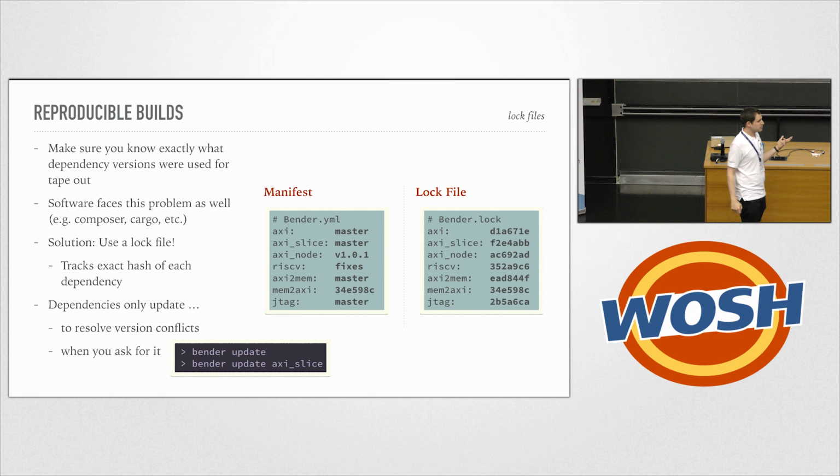Another thing that plays into this is that dependencies only update to resolve versioning conflicts, and they only update when you ask for the update explicitly. This is to make sure that while you're developing and actually verifying your silicon or your builds, things don't start changing underneath your feet, which is a very annoying thing to happen and can lead to silicon bugs, which are not fun to have.